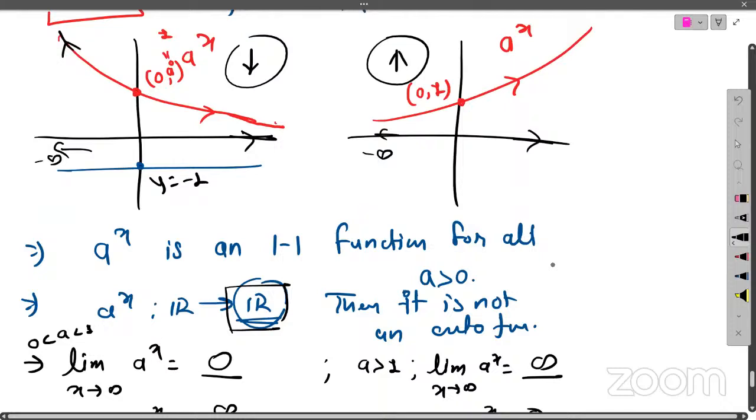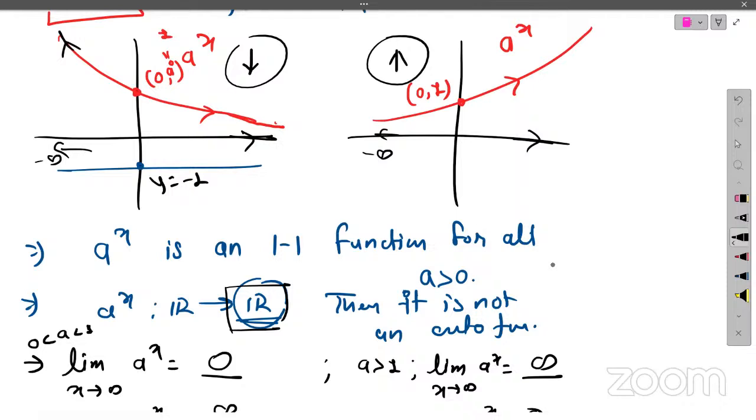Ma'am, I've just now joined. No problem. Could you please repeat the difference between one-one and bijective over here?